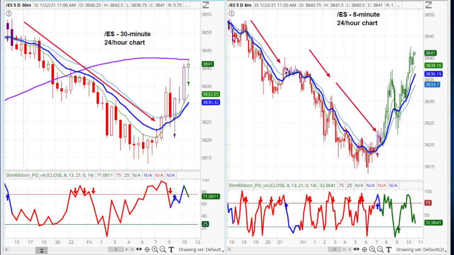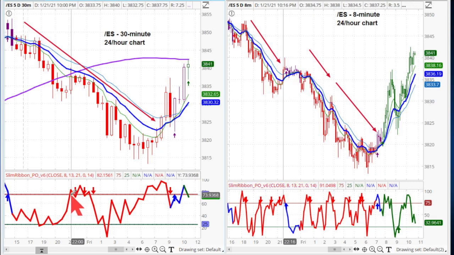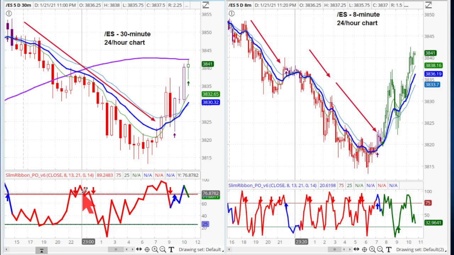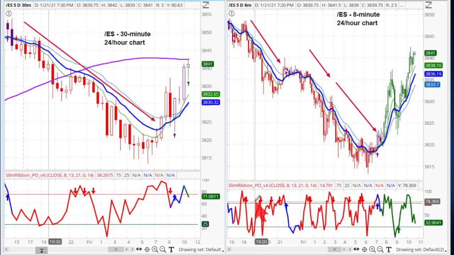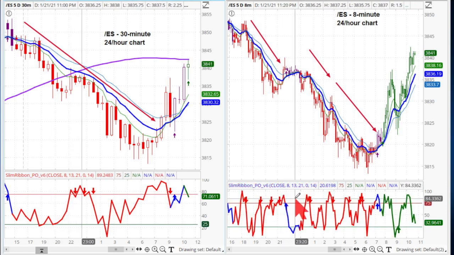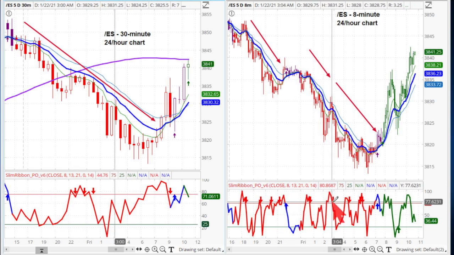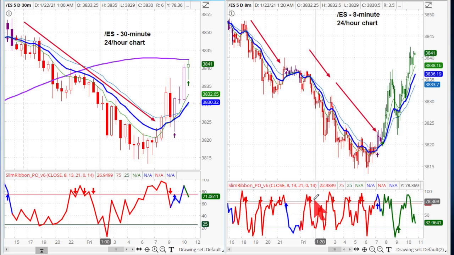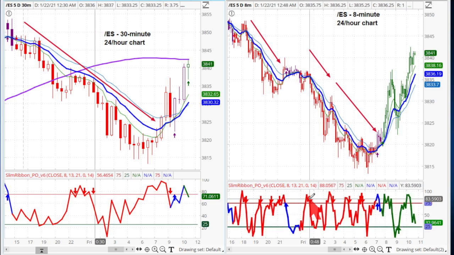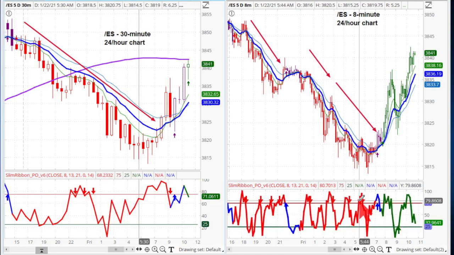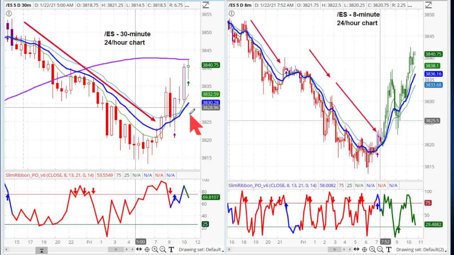And you're getting these signals on the slim ribbon PO, which essentially tells you that you're going to likely fail at the slim ribbon right over here, and the same thing right in here. Look at these gorgeous signals that you see in here on the 8-minute chart, which just simply tells you new entry areas or positions, time frames to add to your short position. And this is how you catch the big trades.